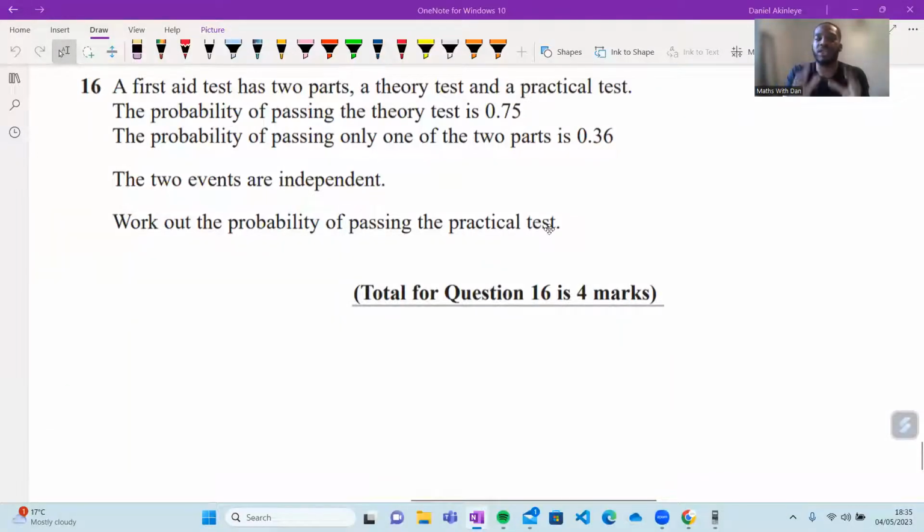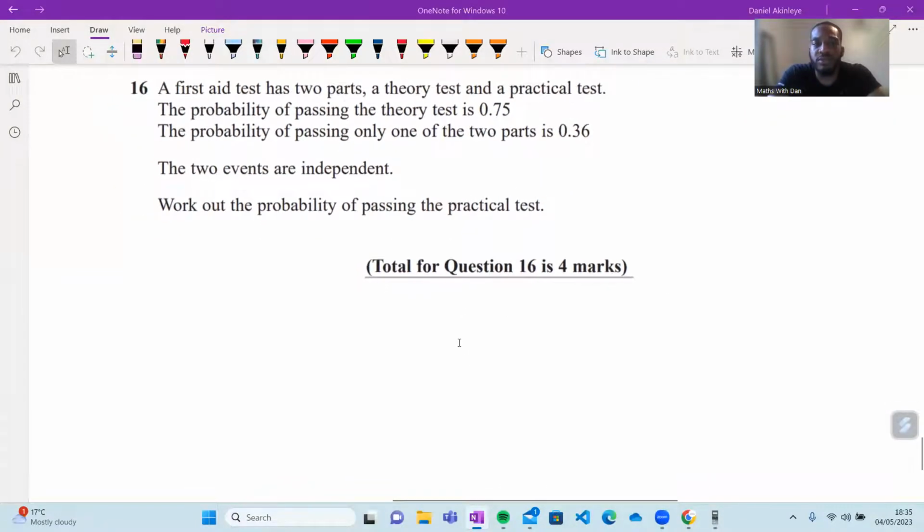Now, this is a question for you guys, especially for those of us that were a bit stuck or a bit confused. This is a probability question. There's two parts to the probability. There's a theory test, there's a practical test. What can I do to help me visualize this? Is there anything that I can draw? What do we draw when we're dealing with probability questions? Anything that I can draw to help me visualize it? Exactly. Thank you very much, Naya. Let's draw a tree diagram.